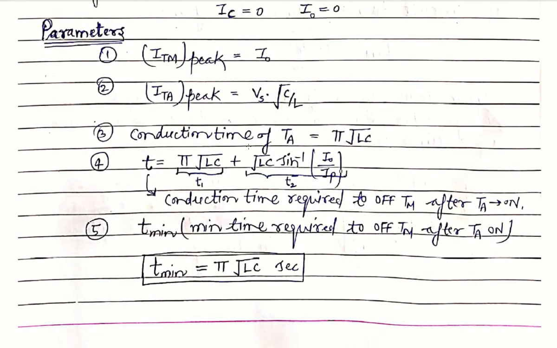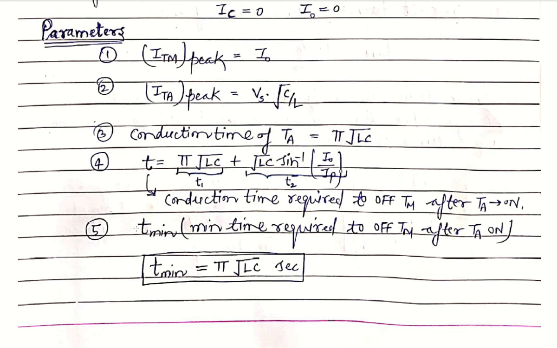And the fourth point, T is equal to pi root LC plus root LC sin inverse I naught by IC. So it is T1 time and T2 time. The whole time T is defined as the conduction time required to turn off TM after TA is on. TA will be on from 0 to T1, and after that TM will be on. Up to T1 time TA will be on, and up to T2 time TM will be on. After that TM will be off, so the total time is T equals T1 plus T2. It is the conduction time required to turn off TM, that is T2, after TA is on.